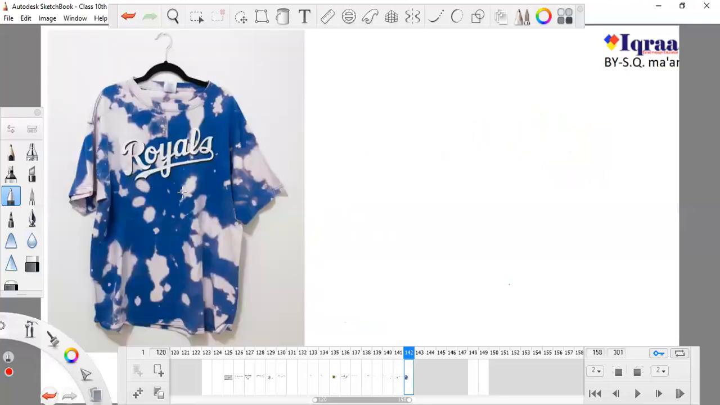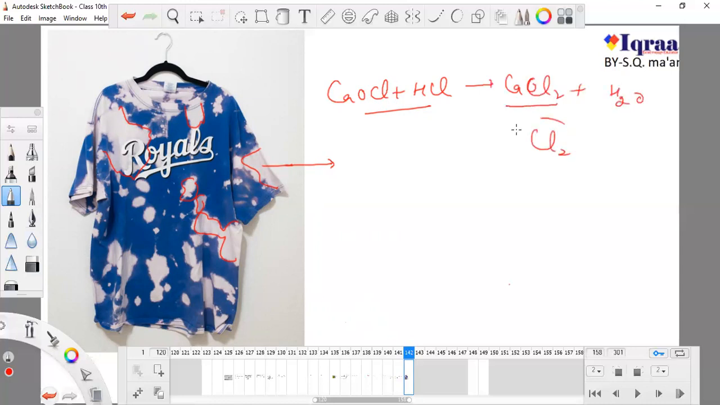So this is the bleached t-shirt, you can see this is the bleached t-shirt. The places you can see are white. This bleaching powder is used over these places with this HCl, these places only. So this will form CaCl2, which is a calcium chloride salt, water, and Cl2 gas will be produced, and this Cl2 gas is removing the color and making it white. So it is not making something fairer.